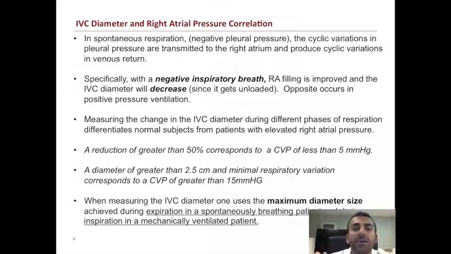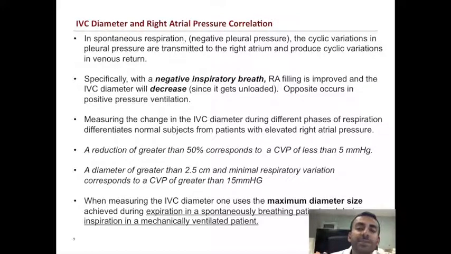When you're concerned about someone having a CVP or right atrial pressure less than 5, it's a very good technique to evaluate for that. Or on the flip side, if you're trying to evaluate someone who has a very elevated right atrial pressure or CVP, this modality is also very good for that.